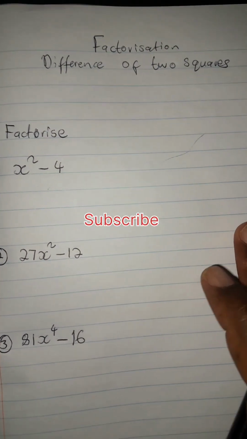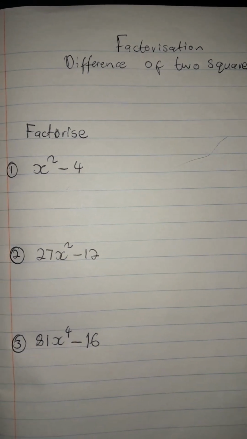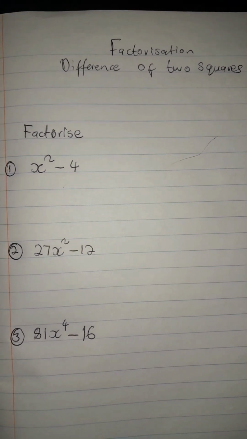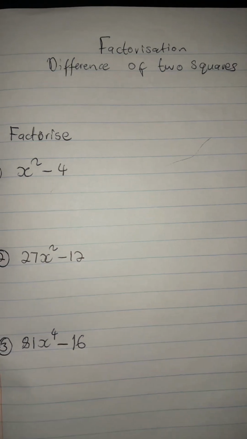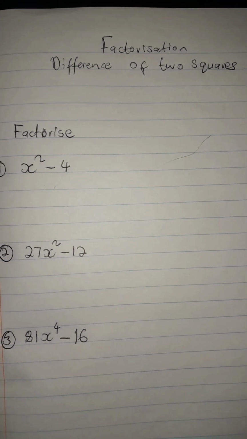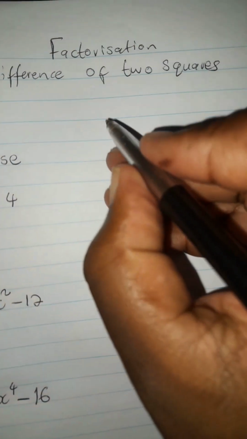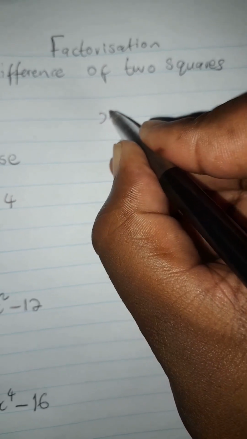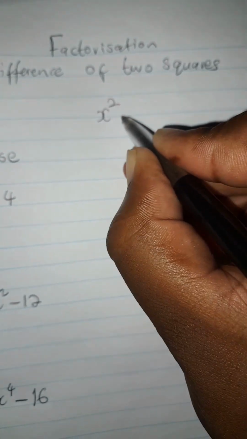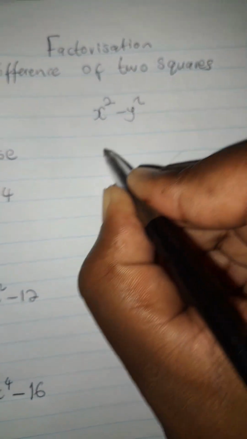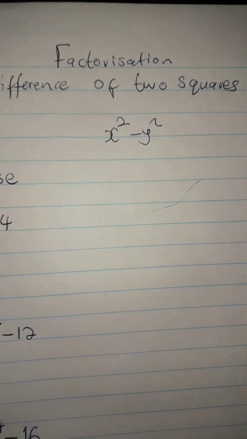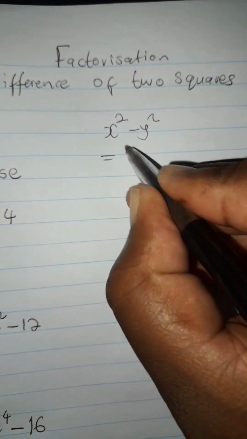So in this video, we are going to work with factorization of the difference of two squares. Right, guys, when it comes to the difference of two squares, the terms are separated by a minus sign. Consider this: x squared minus y squared. Consider you have to factorize something like this.